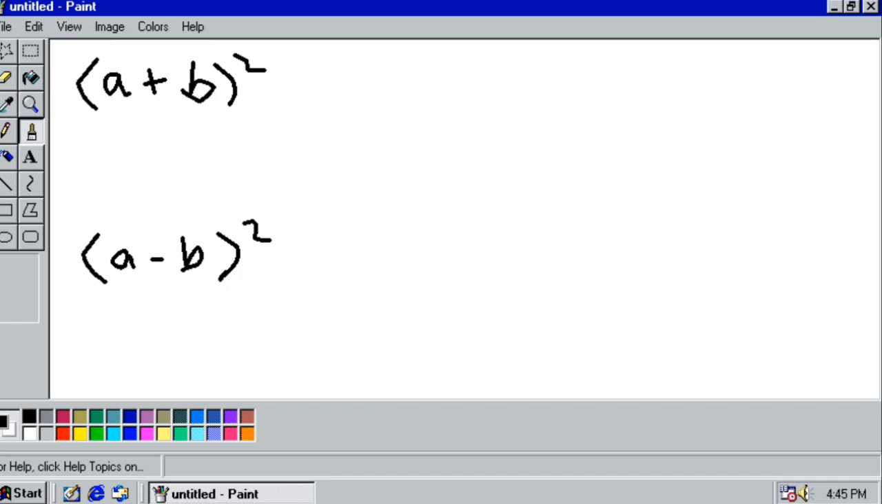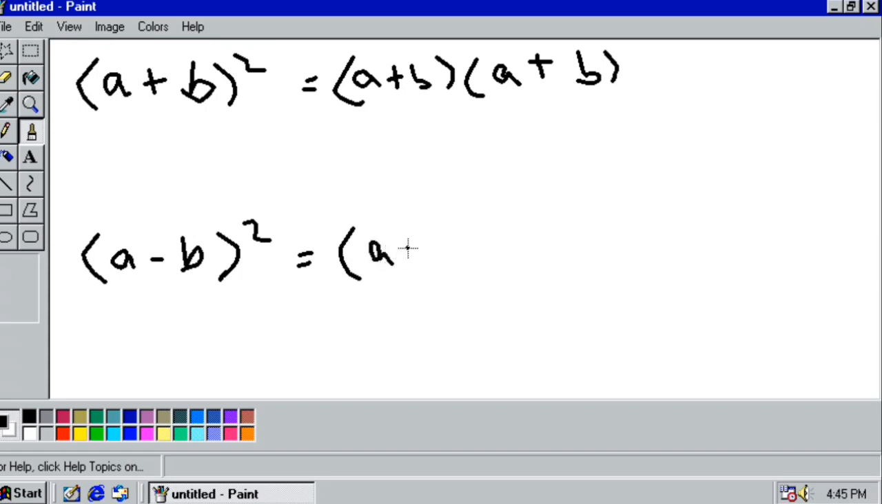In this video, I'm going to teach you how to factor perfect square trinomials. So recall that the square of a binomial gives a perfect square trinomial. So this is a square of a binomial. You can also rewrite this as a plus b times a plus b. And for the minus, you can also write it like that: a minus b times a minus b.